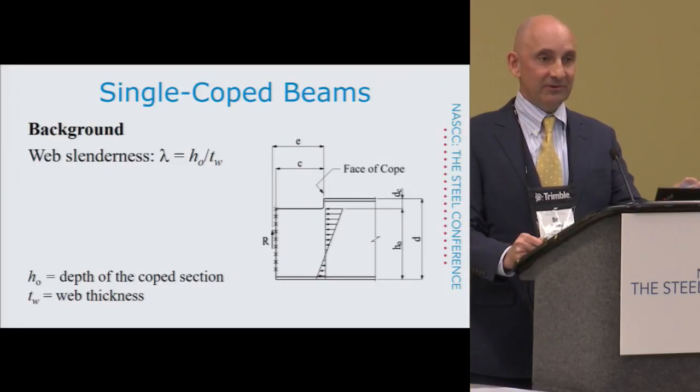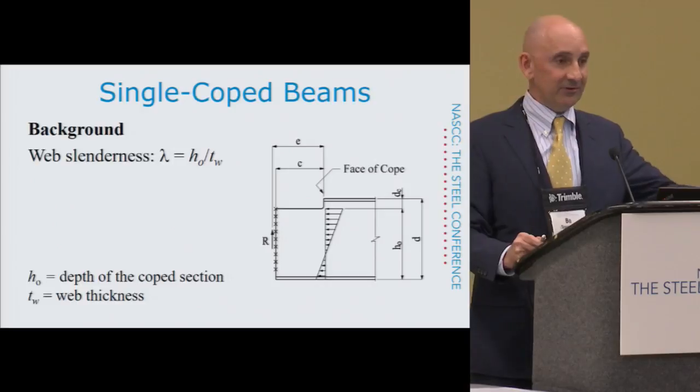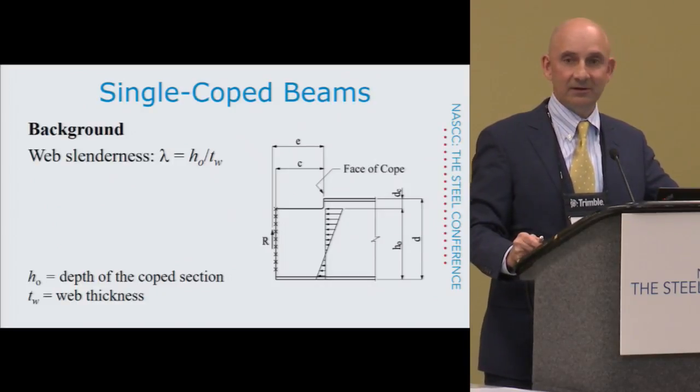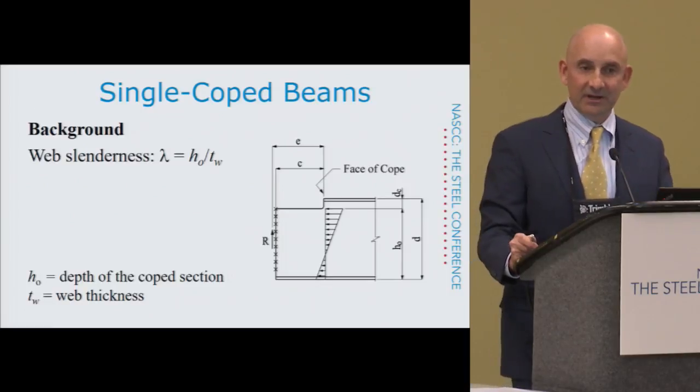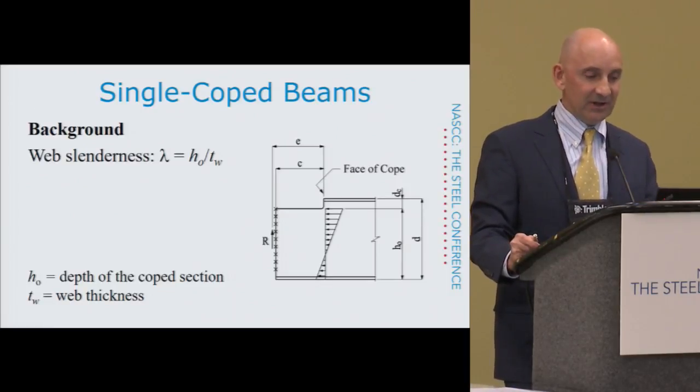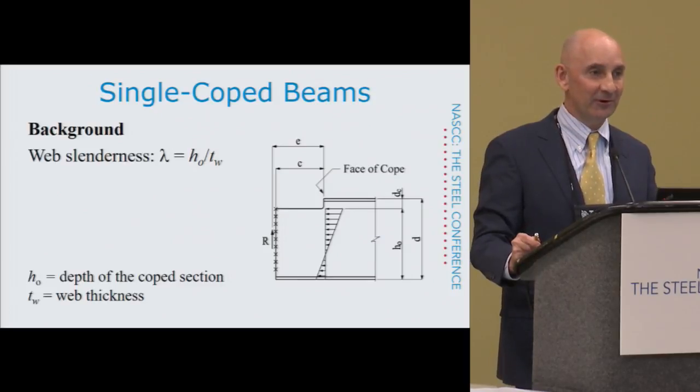So what we're going to do, since the new specifications call the slenderness lambda, if you look in chapter B, we've got our slenderness of, say, a column flange. It's going to be B over T. It's going to be defined as H sub O over T sub W, where, of course, H sub O we've already defined as the remaining depth at the cope.